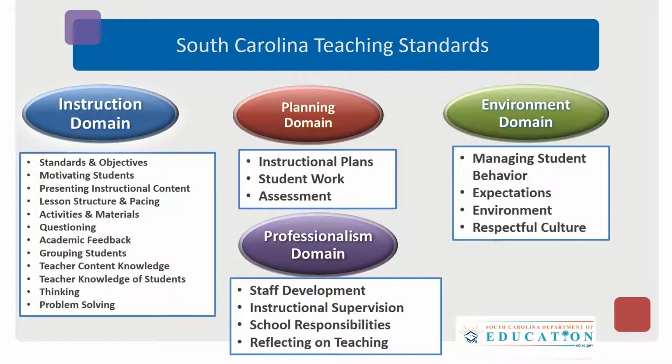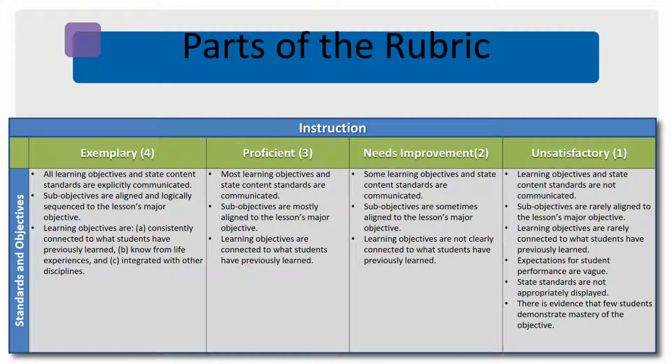This tool is designed to assess a teacher's professional practice and hosts 4 domains: instruction, planning, environment, and professionalism. Each domain has indicators and specific descriptors that differentiate levels of performance. Professionalism is slightly different, using a combination of the teacher and administrator's reflection. Let's take a closer look at the parts of the rubric.